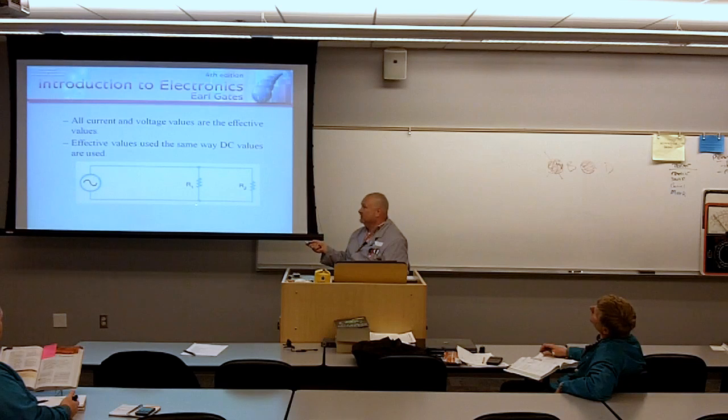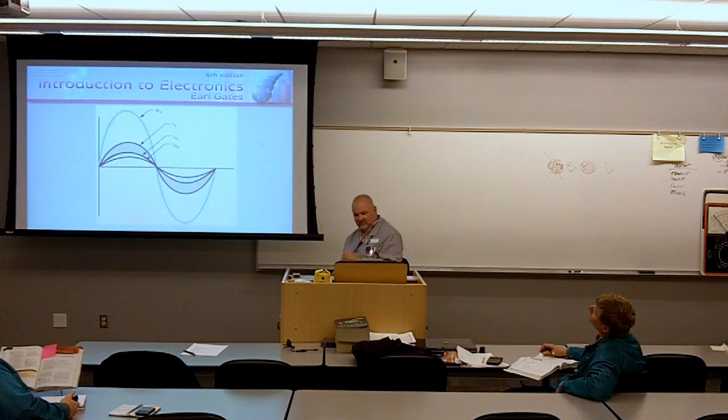I've got current flowing through this resistor. I've got current flowing through this resistor. This current plus this current equals total current. So here's my current through R1. Here's my current through R2. Here's my total current. This plus this equals this. Make sense?